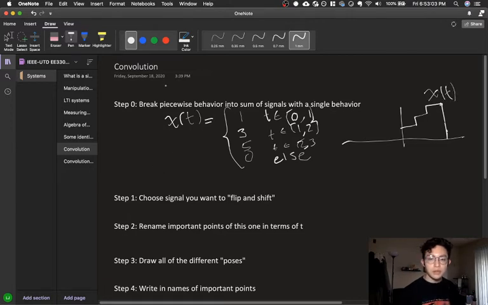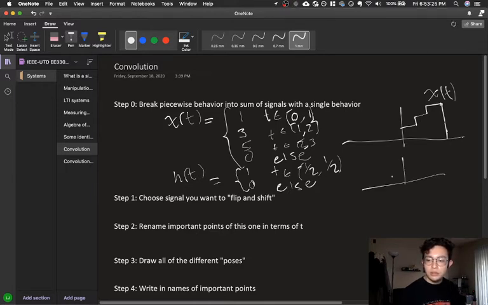And let's say we're convolving it with some function h of t, which is just going to be a regular box, because I'm lazy. t belonging to -1/2 to 1/2, and is 0 else. So we have h, which is just a box.